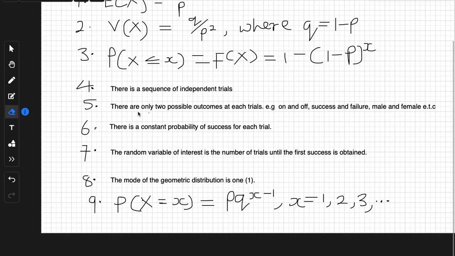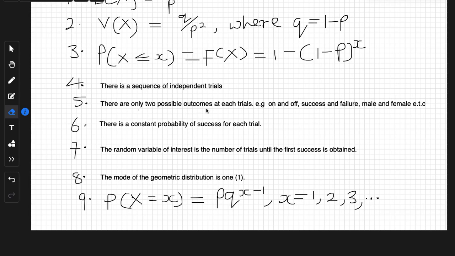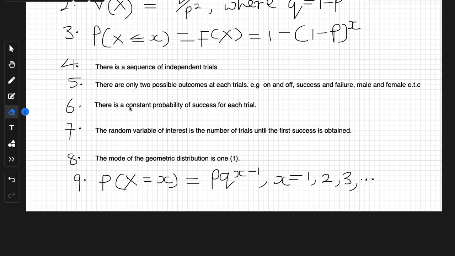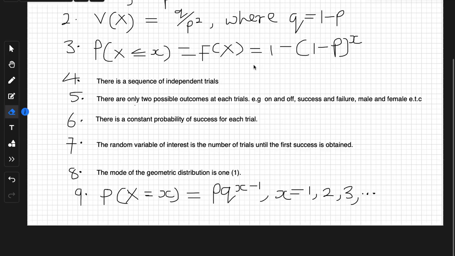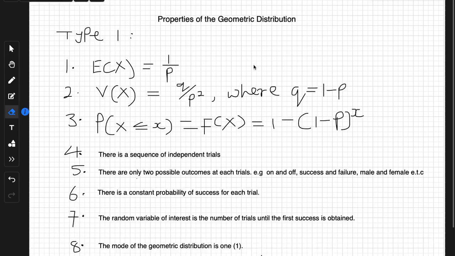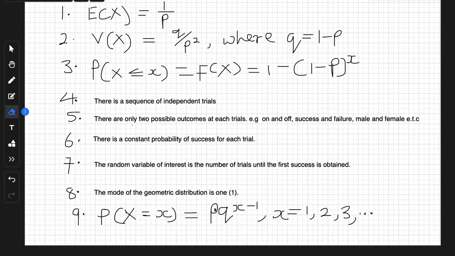All right, there are only two possible outcomes. So you may have something like on or off, success or failure, male or female, at home, not at home, and like that. Now, there is a constant probability of success for each trial, and that probability is P. This P we're talking about here.